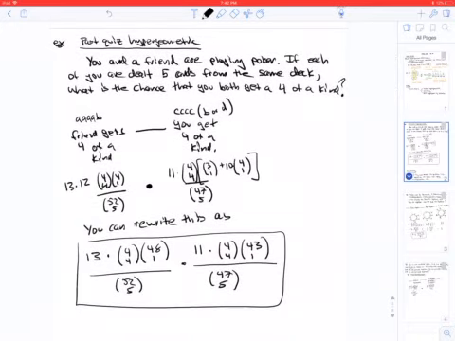So this is a past quiz hypergeometric question. You and a friend are playing poker, and if each of you are dealt 5 cards from the same deck, what's the chance that you both get a 4 of a kind?